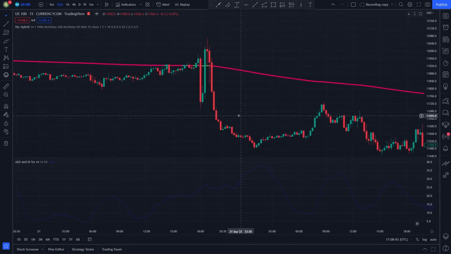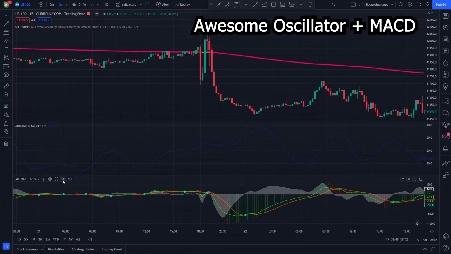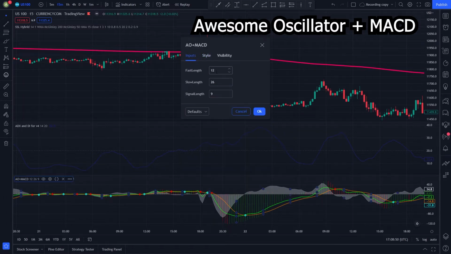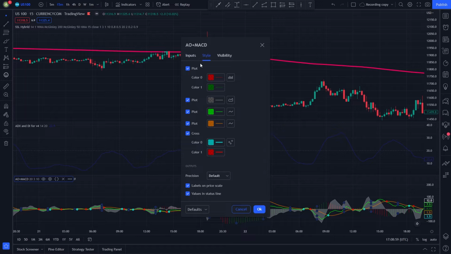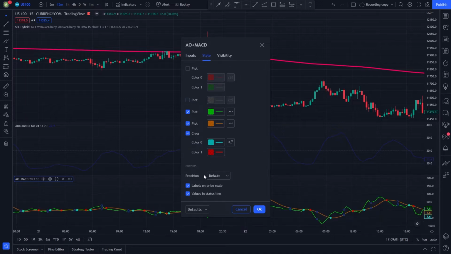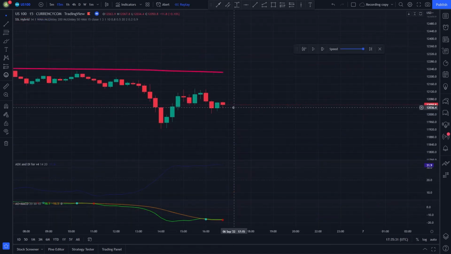And for our last indicator, we will be adding the Awesome Oscillator plus MACD by Minnox. For this indicator, we will tweak some of its settings. For the inputs section, we will change the first length from 12 to 20, the slow length from 2 to 3, and the signal length from 9 to 10. For the styles section, we will disable the first 2 options and then remove the labels on the price scale. Let's go ahead and show you how to use this strategy.